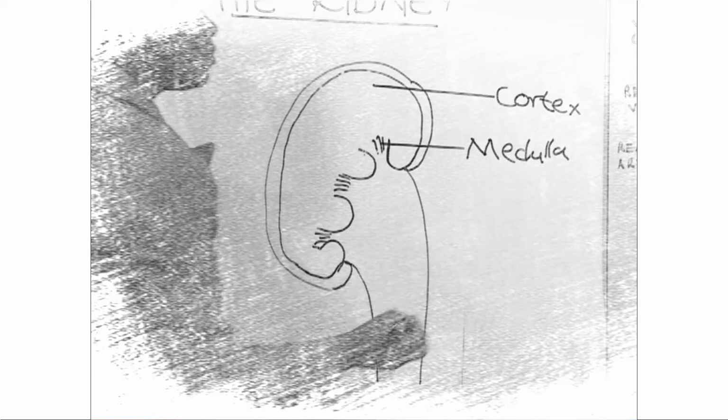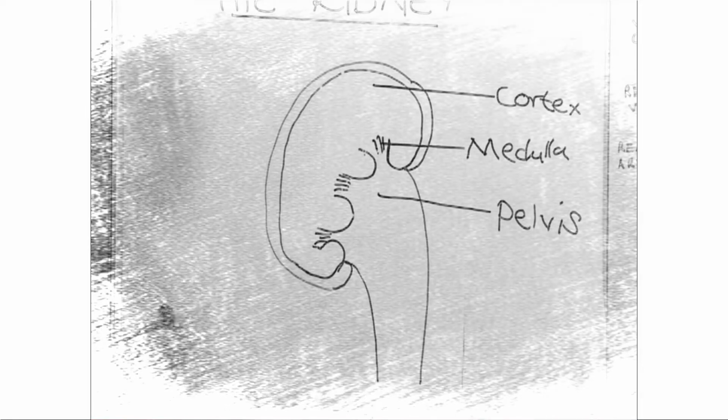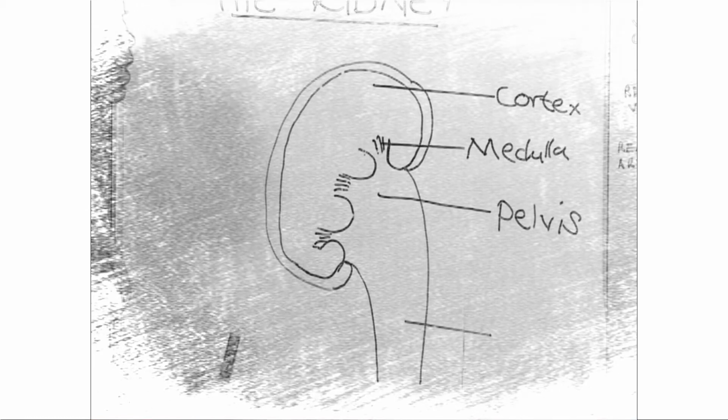Then this is the medulla. So this is the medulla. We also have the pelvis. Then this tube from the kidney, remember we said it's the ureter. So even here, this is the ureter.